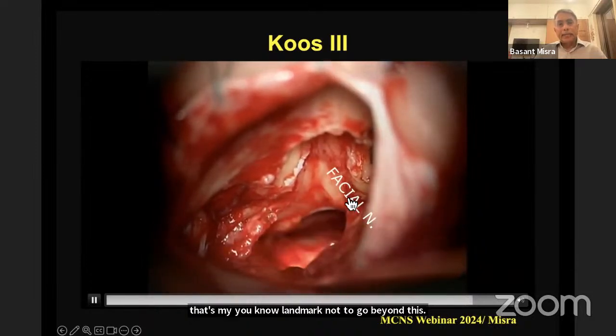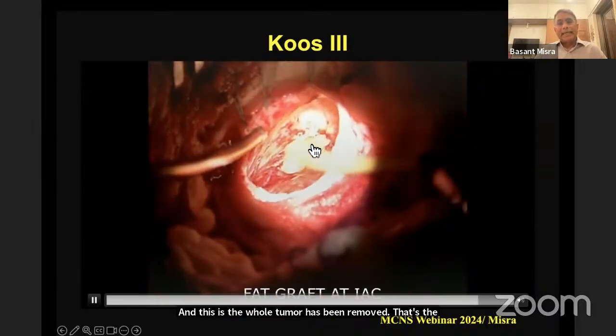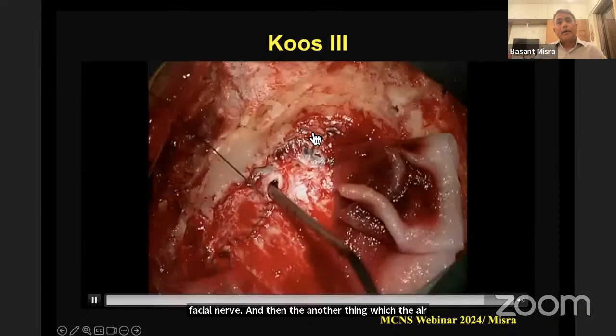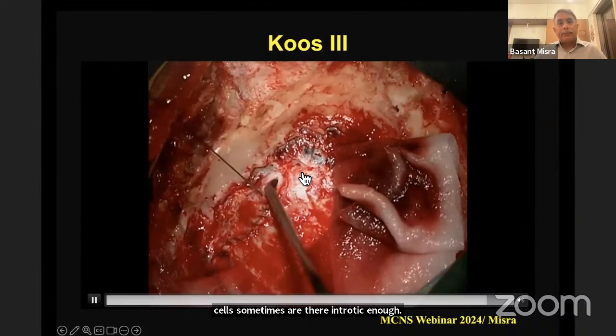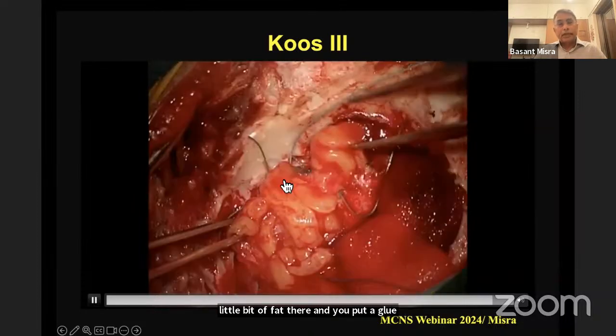And this is the whole tumor has been removed. That's the facial nerve. And then another thing, which is that the air cells sometimes are there in the intracanalicular region. So you need to fix that: you always put a little bit of fat there and you put glue. And if you're doing especially semi-sitting, fill up with water or saline.